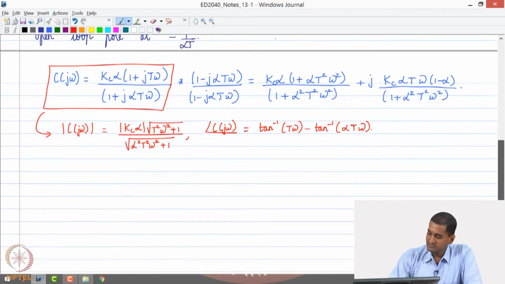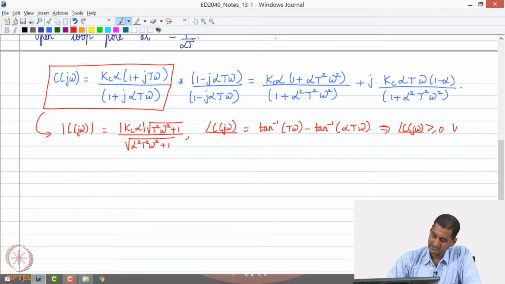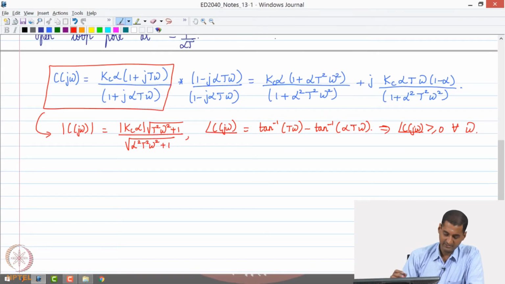Okay, so we can immediately observe that the phase of C(jω) is always going to be greater than or equal to 0 for all ω. So for all frequencies, the phase is going to be non-negative. That is something which we can immediately observe.